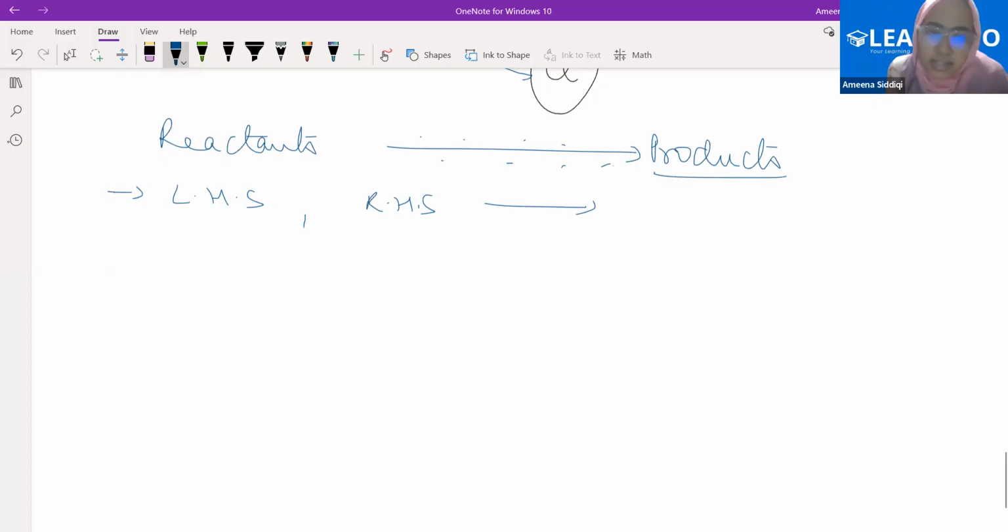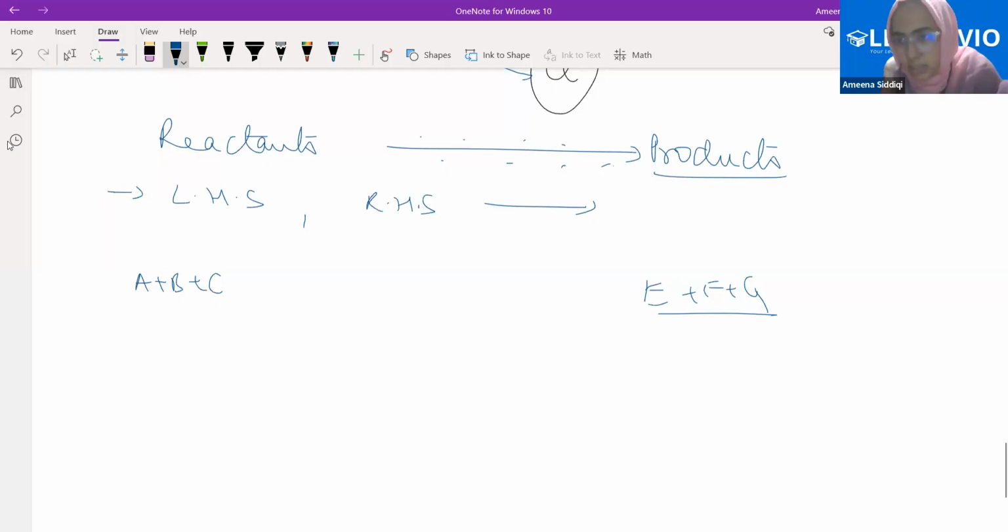If we have, let's say, 3 reactants, how will we display them? Let's say we have A, B, and C as the reactants. We'll just write a plus sign between them and denote them as reactants. And if we have, let's say, E, F, G, these are the products.